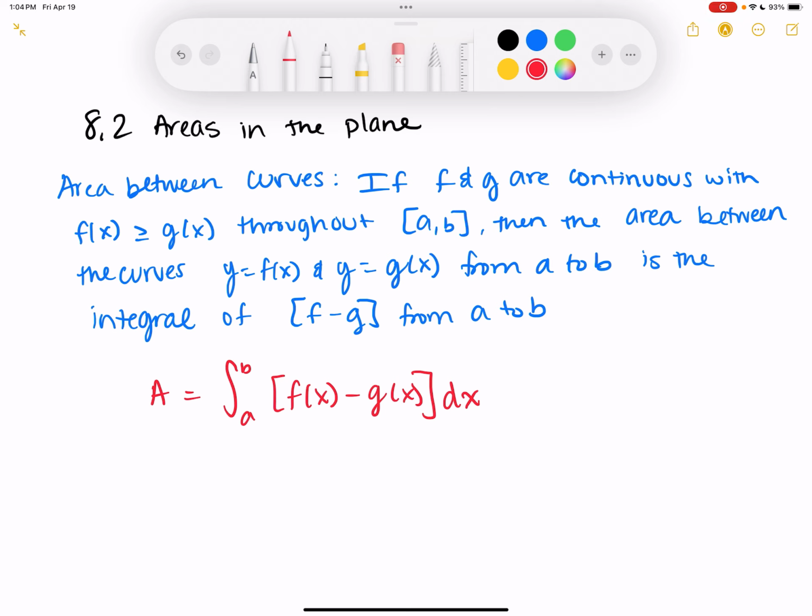Is that all of them? What's written in red is the big thing you need to know. Like, that's the formula for finding area.